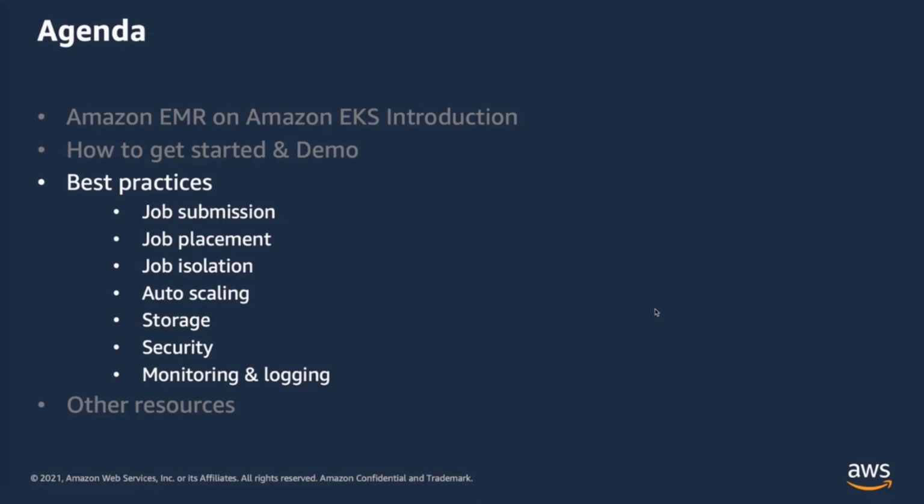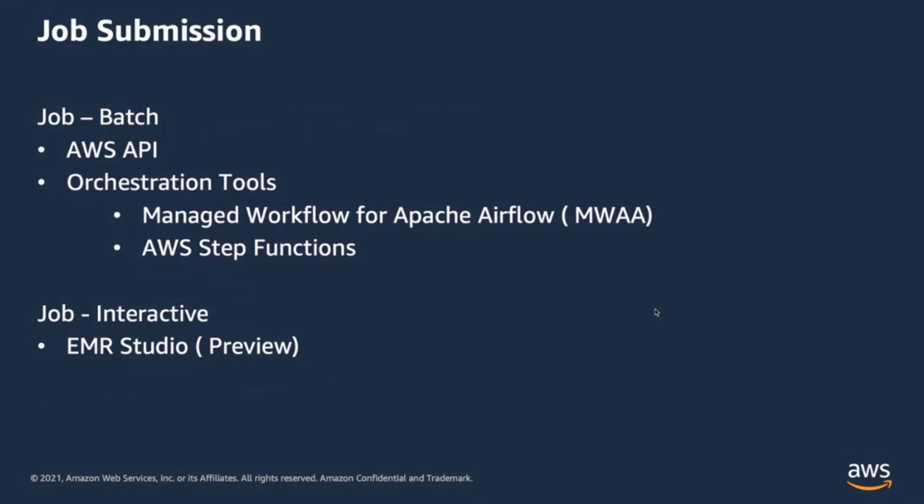Hey everyone, I'm Saravanan Satyamurthy. I'll go over some of the best practices for running Spark on EMR on EKS. So Peter went over the job submission process. What you saw there was the batch job submission process. You submit your Spark job, you get a job ID, and then you can track the status of the job as it transitions from submitted to running to succeeded, right?